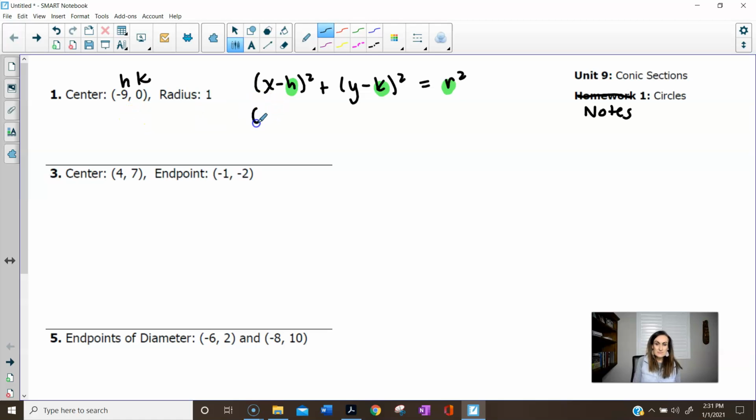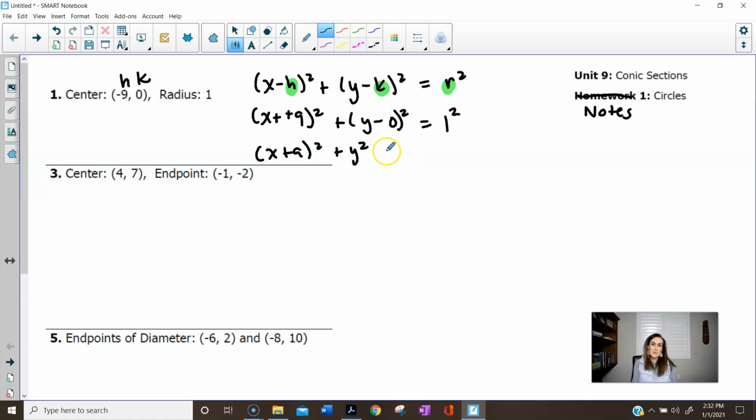So looking at this, it would be x subtract, and then h is -9, and then we would square. Of course you can write that as a plus. And then y subtract, and then 0 is the k, squared, equals, and then 1 squared. And then you always want to simplify, so you want to go ahead and square that 1. 1 squared is 1. So my final answer is (x plus 9) squared plus y squared, you don't need the subtract 0, equals 1. And there's your equation of the circle.